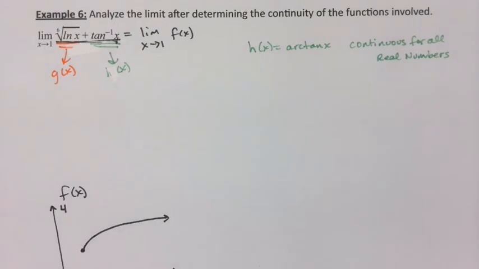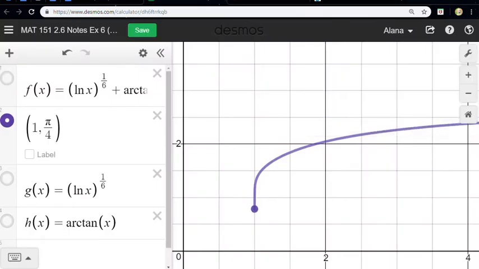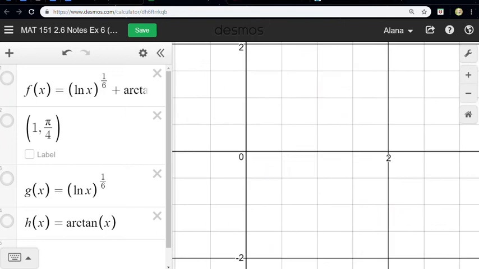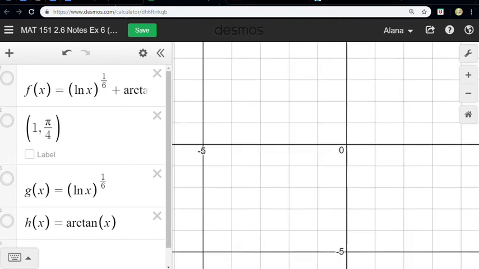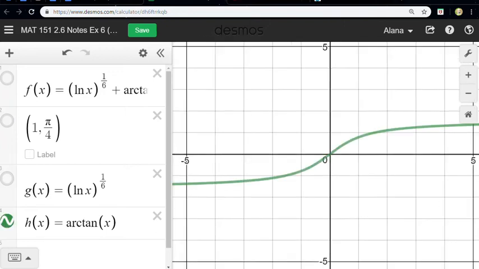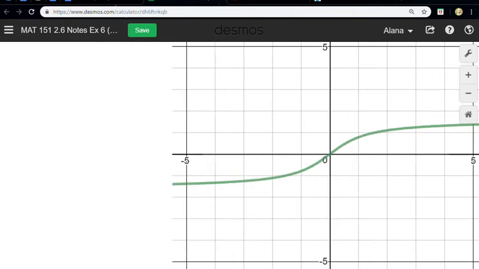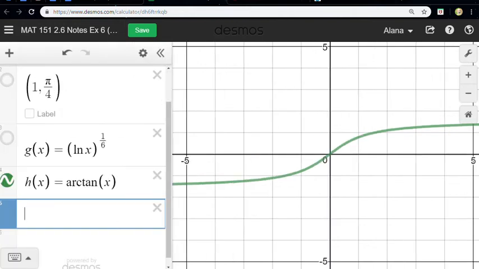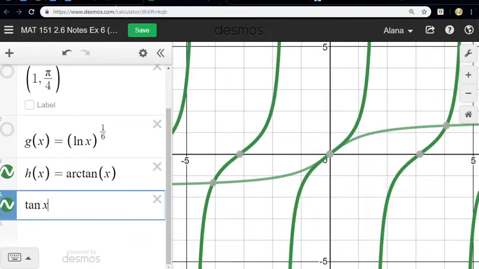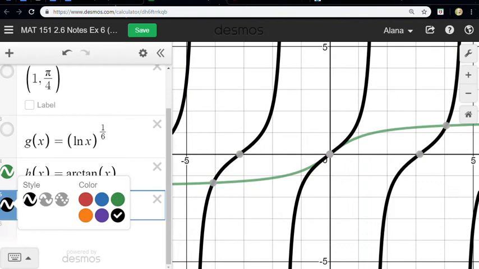It might have been a while since you have seen this function, so I'll just remind you of what it looks like. Let me pull up Desmos real quick. Let me zoom out for a second and put in h of x, which is the arctangent of x. This is what it looks like. You take the tangent of x, and since it's the arctangent, you flip it on its side, and you only take one outcome. So tangent of x looks like this. Instead of looking at all of those, you take only the one in the center, and you flip it across the line y equals x. It's an inverse.